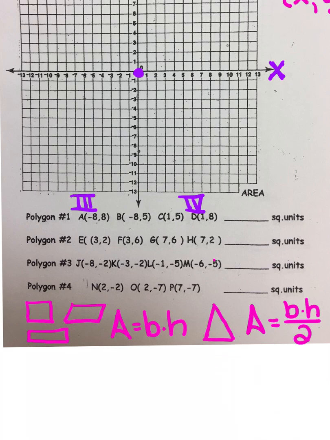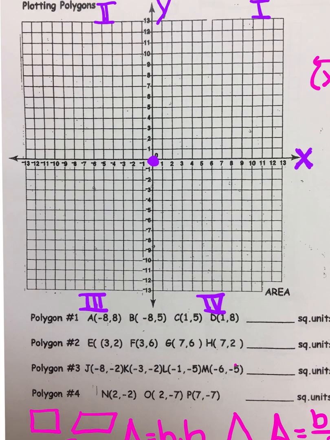Let's begin plotting the quadrilaterals and the triangle we've been given. Let's start plotting our first polygon, polygon number 1. Point A, starting at the origin, move to the left, -8, up, +8. Place a dot. That point represents letter A. Letter B, over 8, up 5. 1, 2, 3, 4, 5. There's letter B.